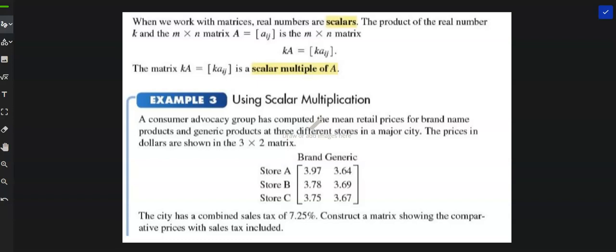Okay, on this next example, they're referring to what's called scalar multiplication. That is not to be confused with matrix multiplication. That's a whole different animal that we will get to as soon as we can. Scalar multiplication looks like we're taking a number and multiplying it times a matrix.